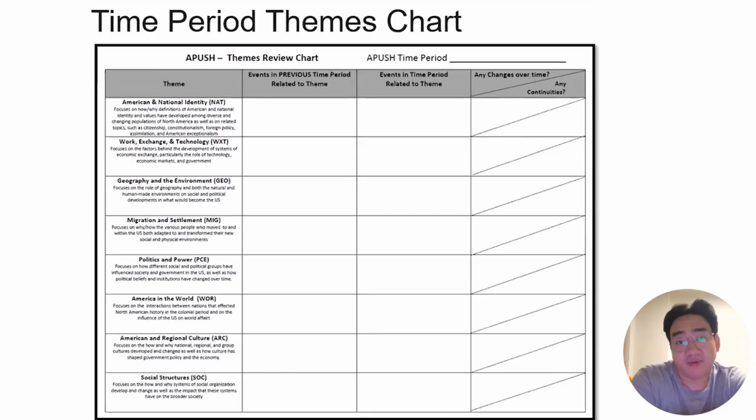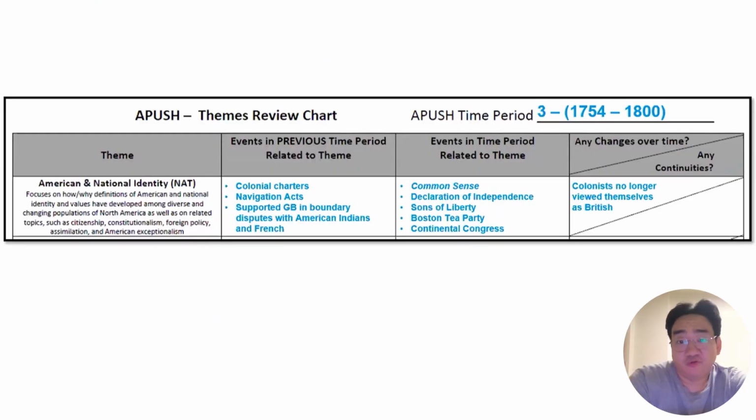This worksheet wasn't my idea. I actually got it from the AP Daily videos, which I suggest that you guys watch. But these are the themes of the AP course, and we're going to focus on one of them. So if we focus on one of the themes called American and National Identity, what changed or what stayed the same? So in Unit 2, from the previous unit, we have colonial charters, Navigation Acts, which said that the colonies had to trade with Great Britain.